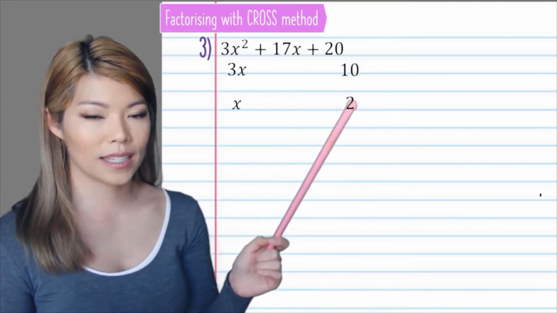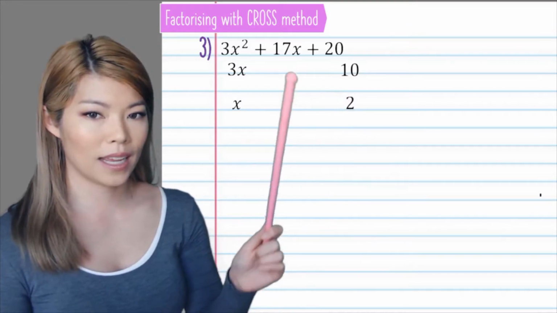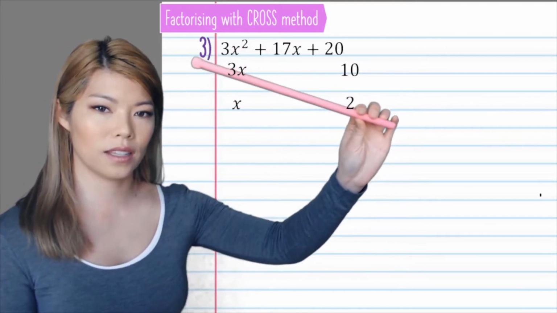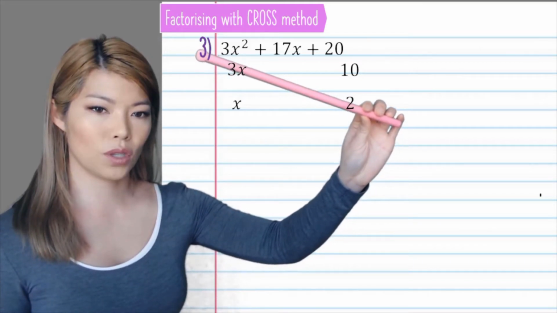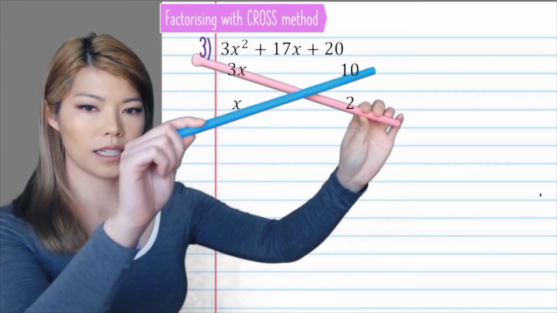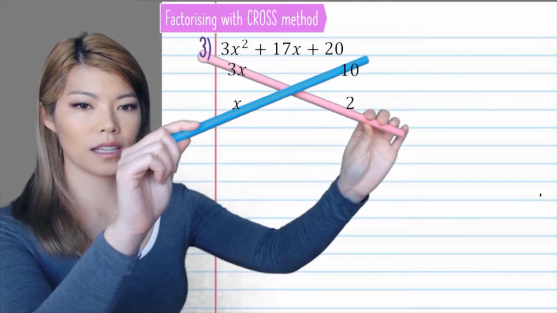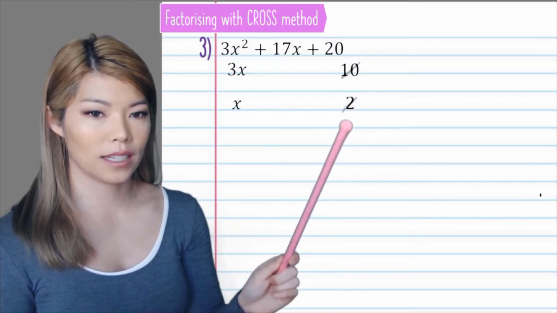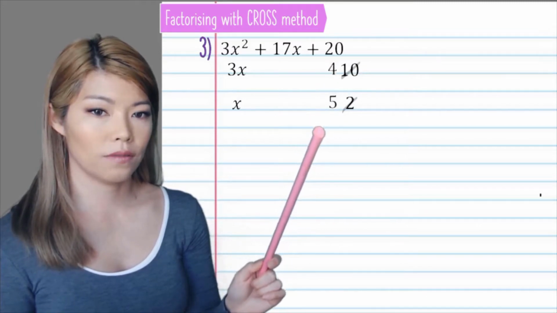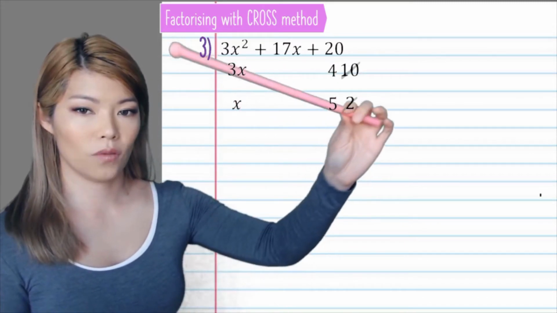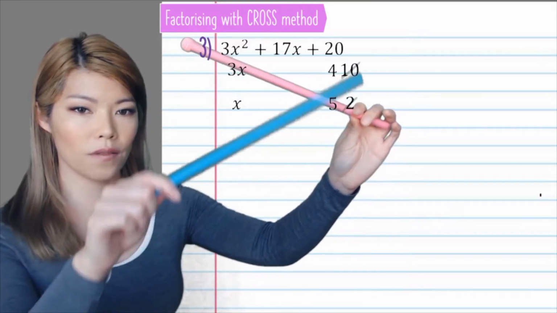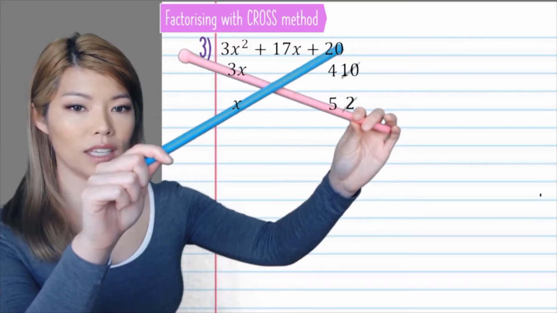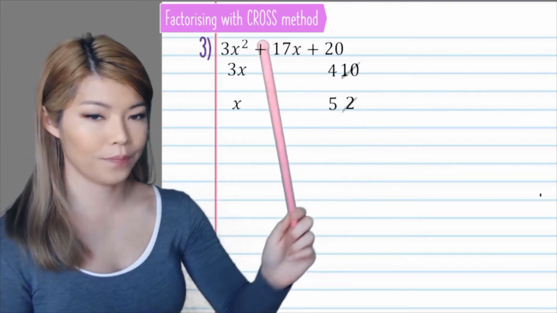Well, we could guess 10 times 2, but then does that give us 17? 3x times 2 is 6, and then 10 times x is 10. 6 plus 10 does not give us 17, so that's not it. What about 4 times 5, you might guess? Well, 3 times 5 is 15. 15 plus 4 is way too much, not 17.